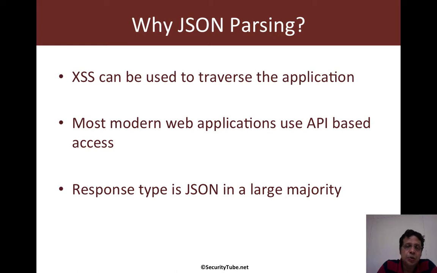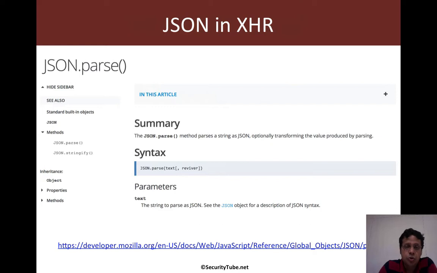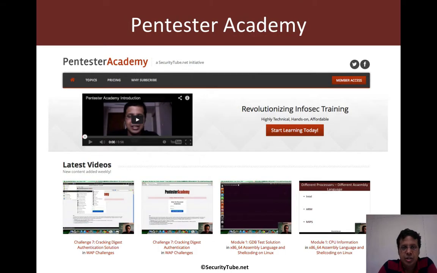So why is JSON parsing important to a pen tester? Just like in the previous case for HTML parsing, when you find an XSS, a lot of modern web apps use APIs which may return JSON. This is where it is important that you can parse that JSON response and use it effectively within your XSS payloads. This is the reason why we are looking into JSON parsing. The best way to parse JSON is using JSON.parse, and let's jump right into an example.